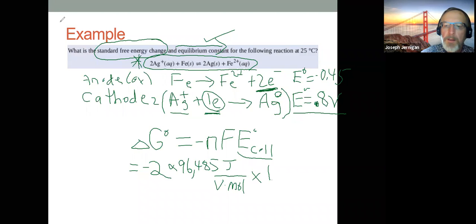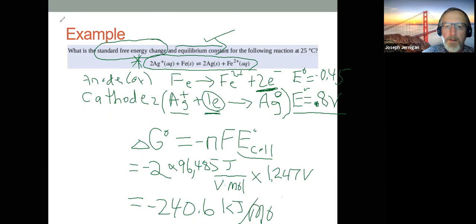I think it's 1.247 volts, and that equals minus 240.6 kilojoules per mole. So indeed, delta G is negative, very thermodynamically favored, and 240 kilojoules per mole relates to that huge KEQ of something to the power of 10 to the 42, which is a huge reaction.